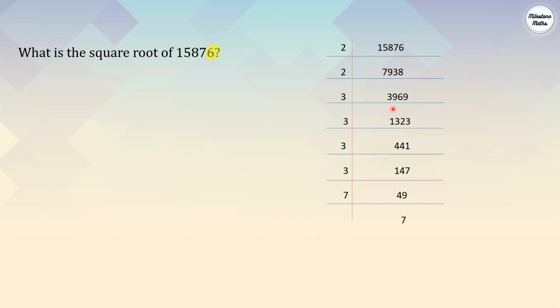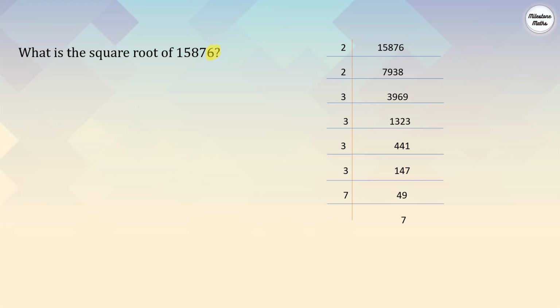So this number will also be divisible by 3. Now let's divide by 3. Here just remember, each time you have to divide by the prime number only. So keep on dividing, and you will stop dividing when you get the last prime number. So 7, here we have got the prime number, so we will stop dividing now.